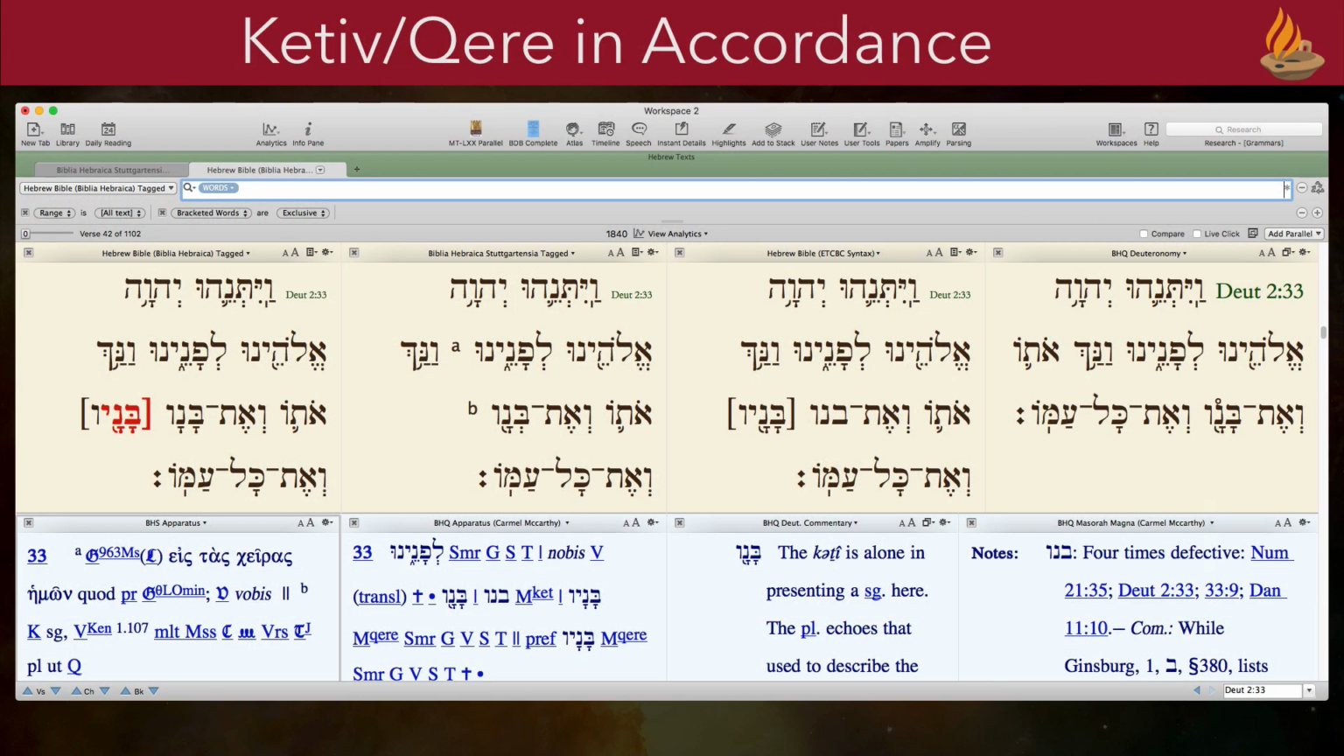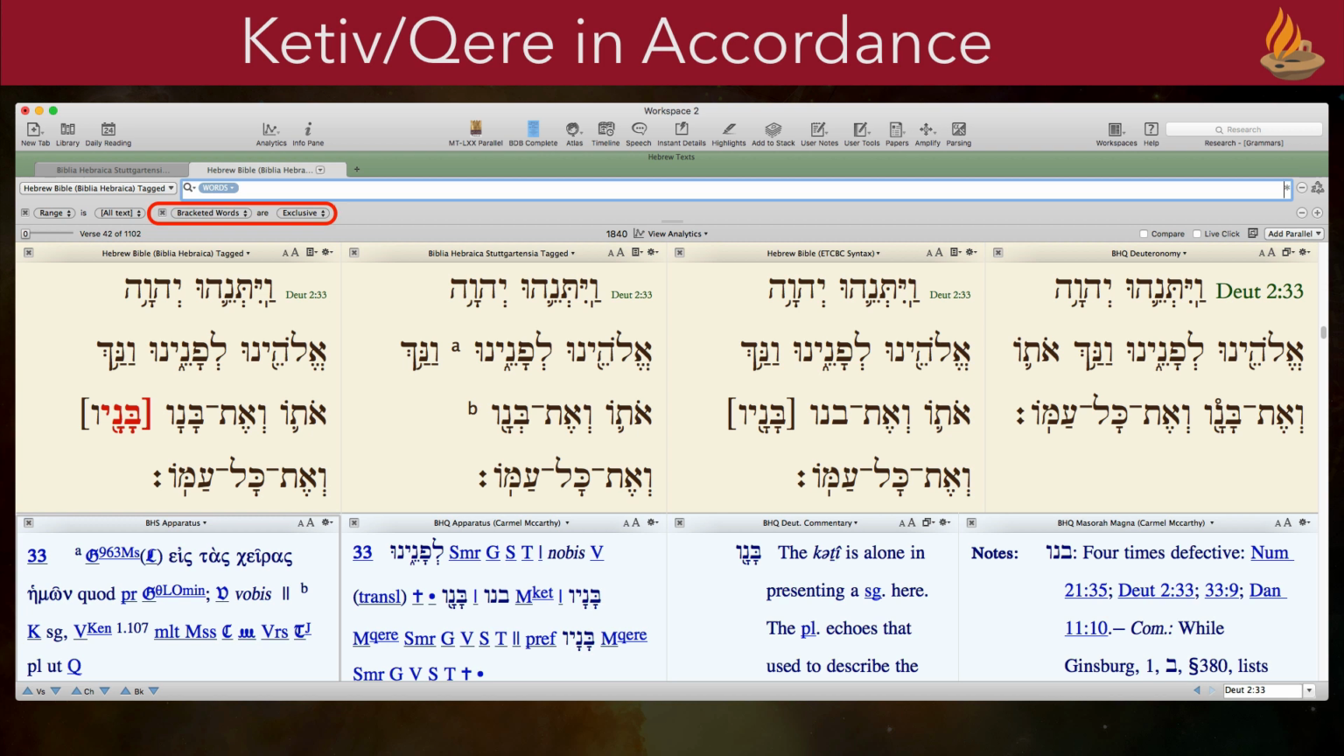Here are 4 Hebrew texts in Accordance. I've searched exclusively for bracketed words in the Hebrew Bible, HMT-W4. From left to right, the texts are the Hebrew Bible, that's HMT-W4, BHS, the ETCBC Hebrew Bible, and BHQ. Each of these texts handles the Ketiv Qere issue a bit differently.